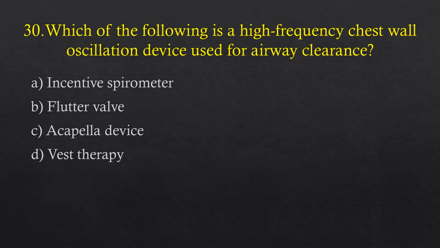Number 30. Which of the following is a high frequency chest wall oscillation device used for airway clearance? A. Incentive spirometer. B. Flutter valve. C. A cappella device. D. Vest therapy. So the answer is Vest therapy.